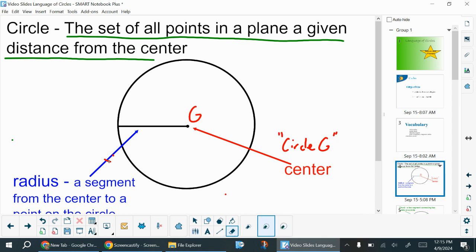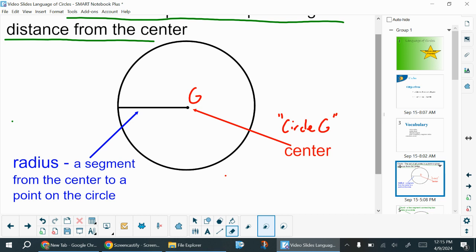And then the radius is the thing that defines the circle. It's the segment from any point on the circle to the center, or from the center to any point on the circle. It is the same distance no matter which direction we go. So we go that way, that way, that way, because all the points are the same distance away. We call that distance the radius. So label that on your circle picture.